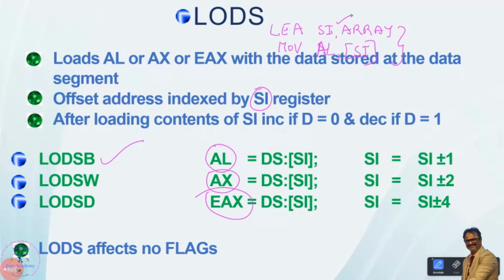Why do I have to use LODSB? LODSB also does the same thing. Suppose I execute an instruction LODSB, and similarly I will have this MOV, and this one, load effective address. I have to keep the offset address in the SI register. So I will use this.